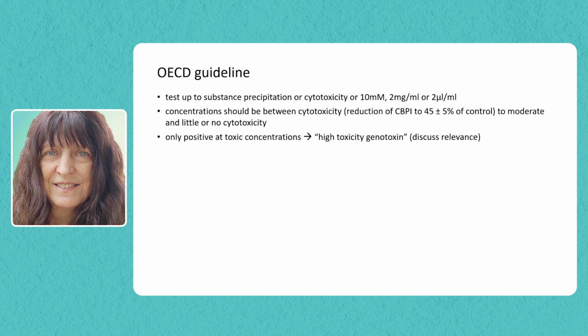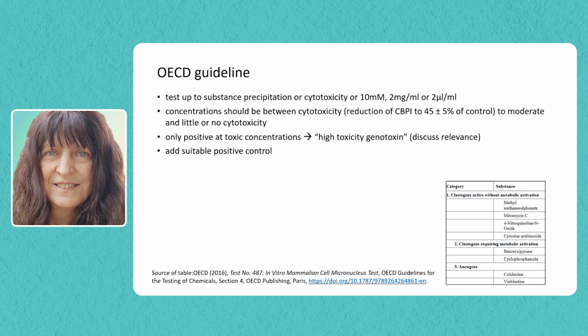If the compound is only positive at a toxic concentration, then you have something what people like to call a high toxicity genotoxin. That means you can discuss the relevance of the data. Is it really relevant? Can this effect occur in vivo in humans? Or is it something that can only occur in cell culture because it's associated with so much toxicity? You could not reach that concentration, for example, in humans. Then you can start discussing that. And you need to add a suitable positive control, of course. And the positive controls are also listed in the guideline.